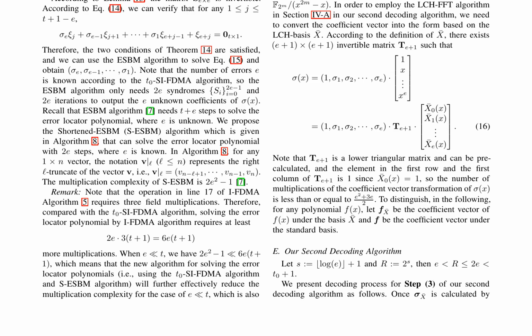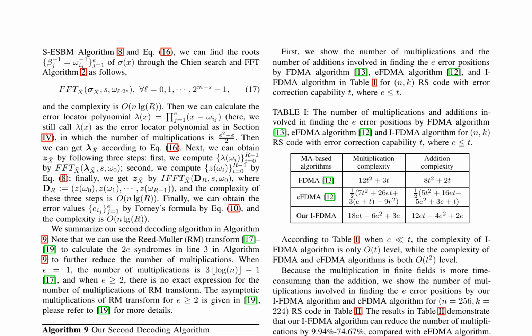The SESBM algorithm, presented in Algorithm 8, can solve the error locator polynomial with 2E steps, where E is known. This algorithm reduces the multiplication complexity compared to the T0SIFDMA algorithm, especially when E is much less than t.